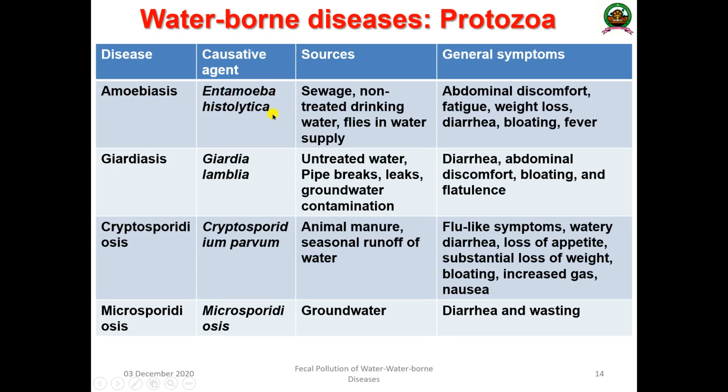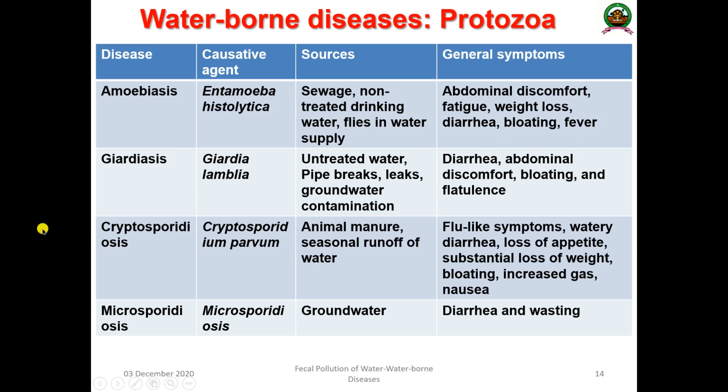The causative organism is known as Entamoeba histolytica. The source is sewage and non-treated drinking water. Always there are lots of flies and mosquitoes in the water supply, and they will transmit the organism. The general symptoms are abdominal pain, fatigue, weight loss, diarrhea, bloating, and a light fever.